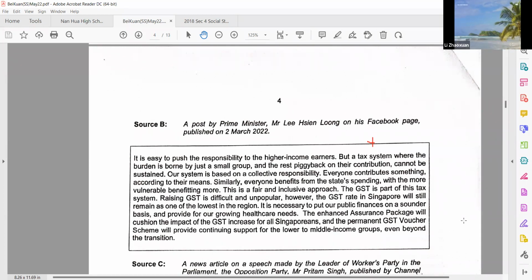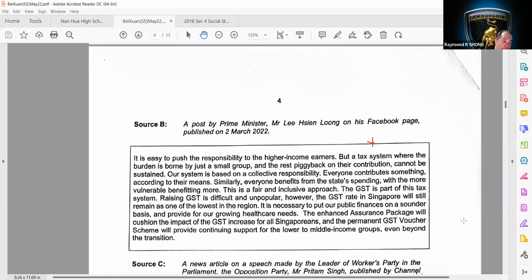The GST is part of the tax system. Raising GST is difficult and unpopular. However, the GST rate in Singapore will still remain as one of the lowest in the region. It is necessary to put our public finance on a sounder basis and provide for our growing healthcare needs. The enhanced assurance package will cushion the impact of the GST increase for all Singaporeans, and a permanent GST voucher scheme will provide continuing support for the lower to middle income groups, even beyond the transition.